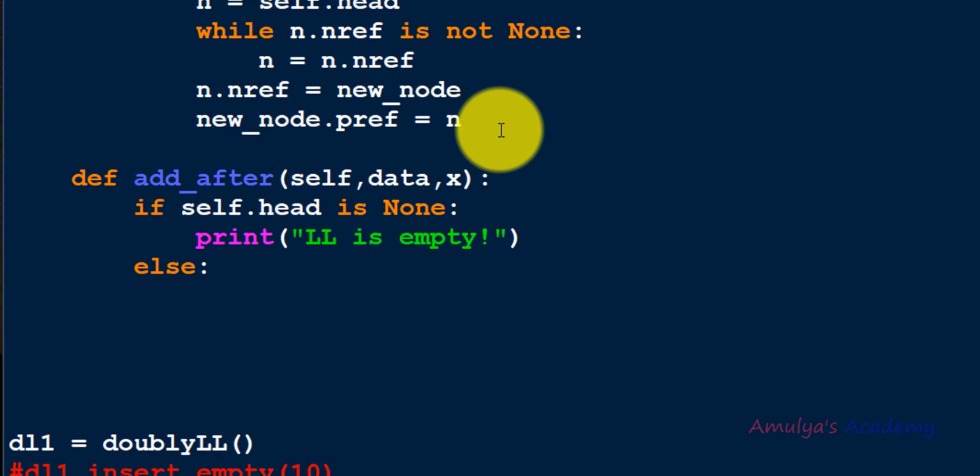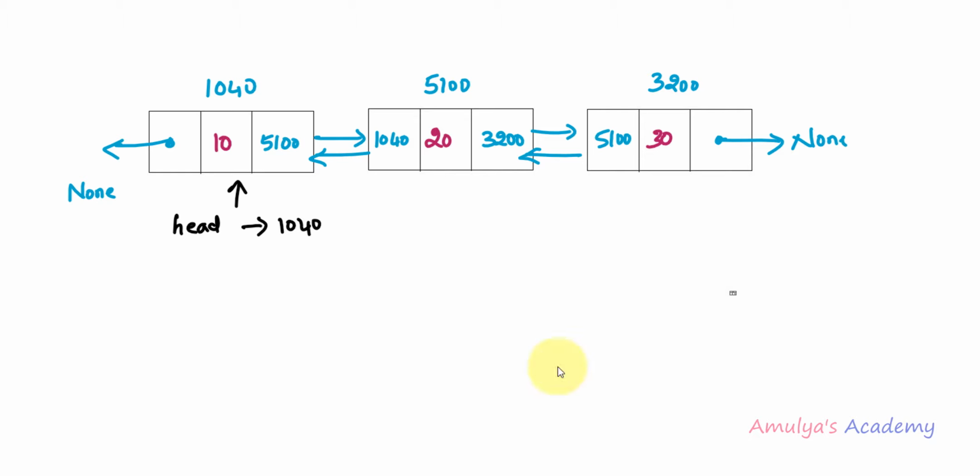So now the question is how to go to the node x. For that, you need to traverse from the beginning. You need to start from the first node. Here we have a few nodes. If the doubly linked list is not empty, that means it contains one or more nodes, and x can be any node. To reach that node, we need to start from the first node. So first I'll take n equal to self.head. The first node will become n, because head contains the reference of the first node.